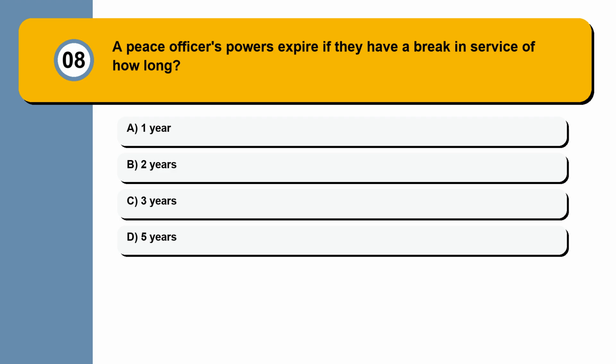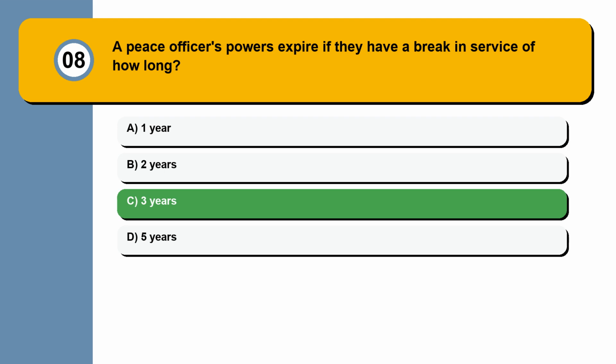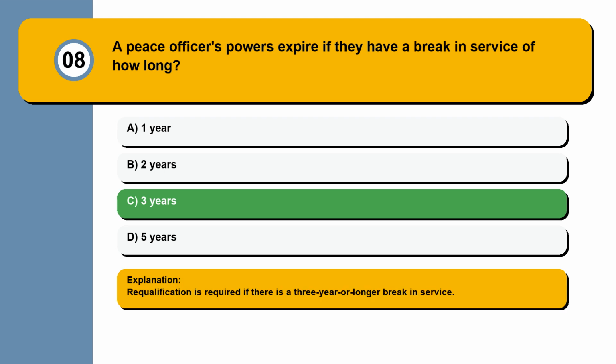Question 8. A peace officer's powers expire if they have a break in service of how long? 1 year, 2 years, 3 years, 5 years. Requalification is required if there is a 3-year or longer break in service.